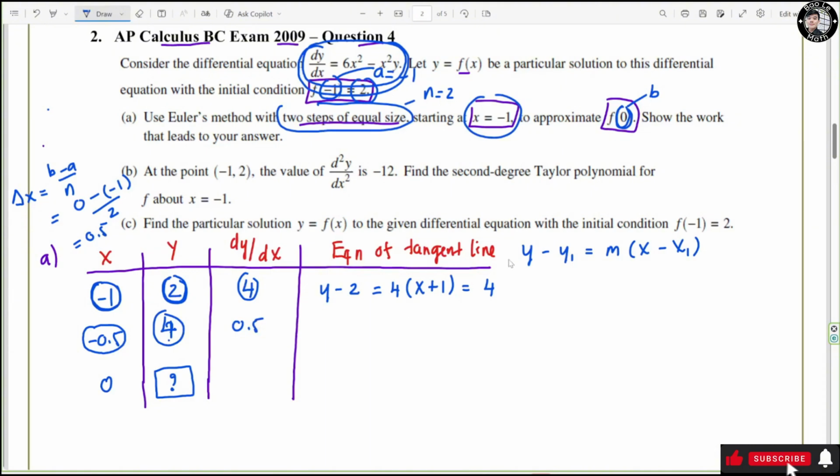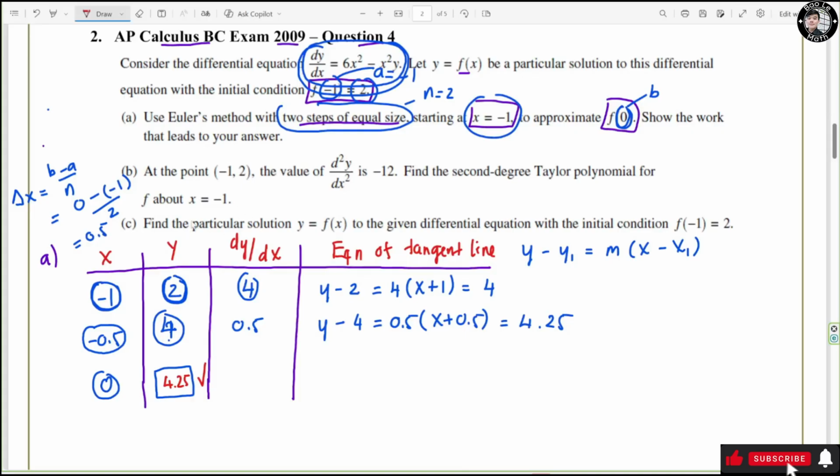And then you apply this formula right here, so it could be y minus 4 equals 0.5 times x plus 0.5. And then you substitute 0 for x into this equation right here, so you're going to get 4.25. So finally, the question mark right here should be 4.25. You stop right here. This one is the final answer.